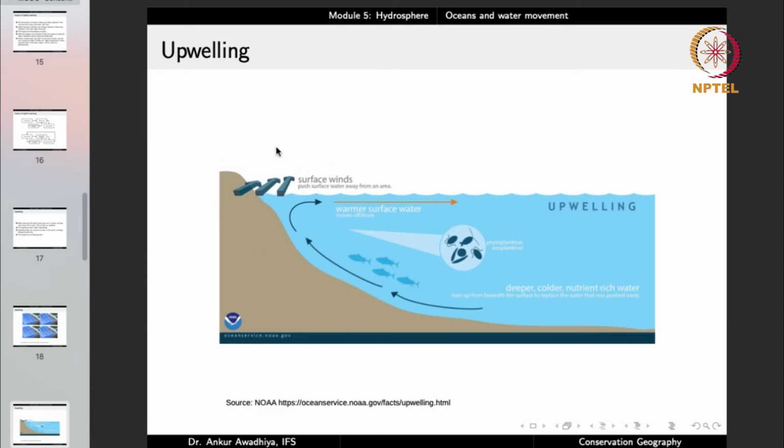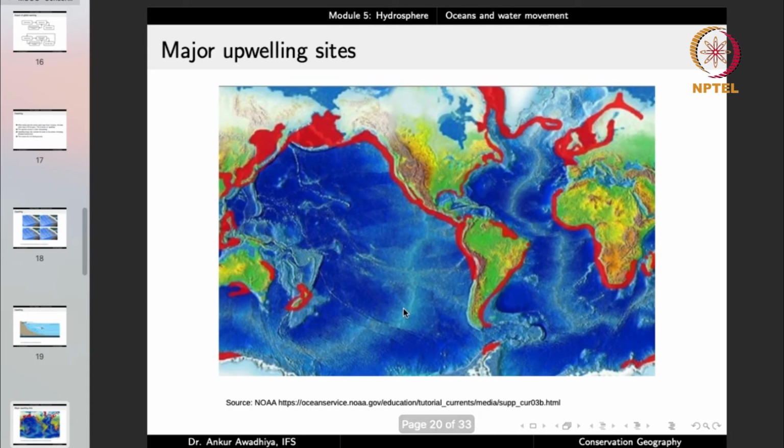So essentially, when you have these surface winds that are pushing water away, you have a movement of this cold, nutrient rich water upwards. And because it is nutrient rich, it will support a large number of planktons, which will in turn support a large population of fishes. And so we have these major upwelling sites which are also very rich fishing grounds. So this has a very important place.